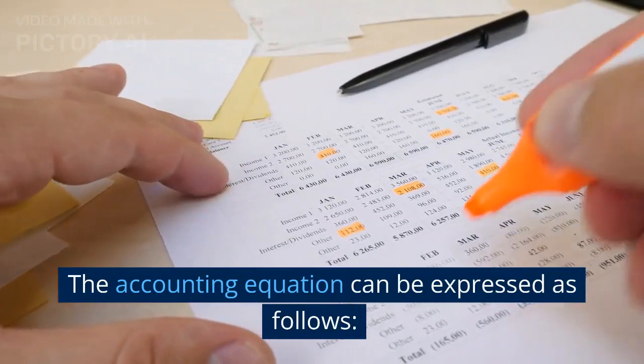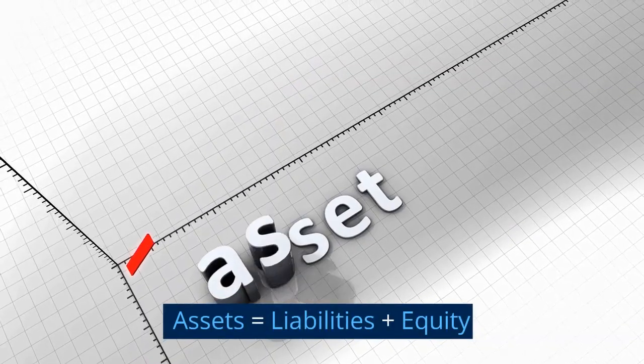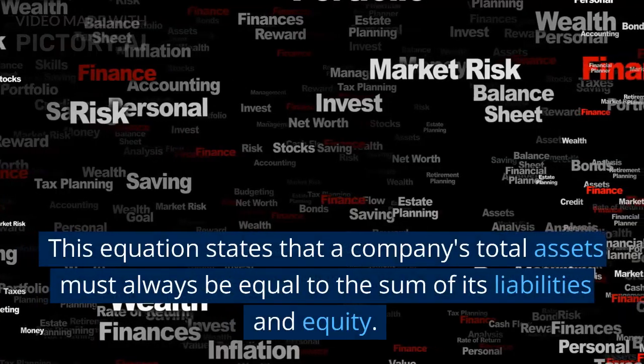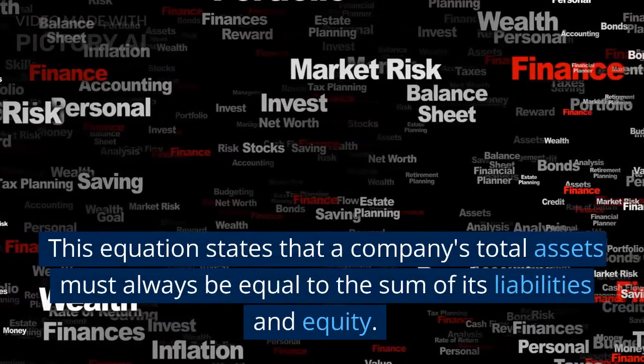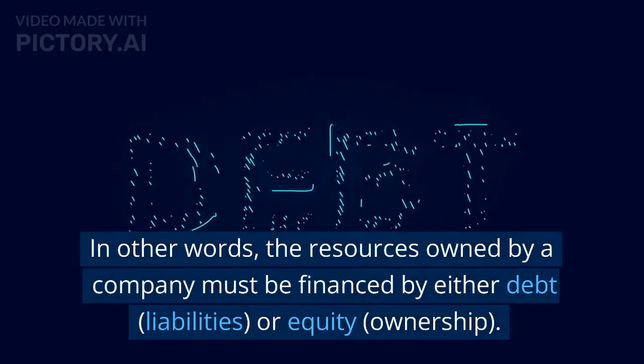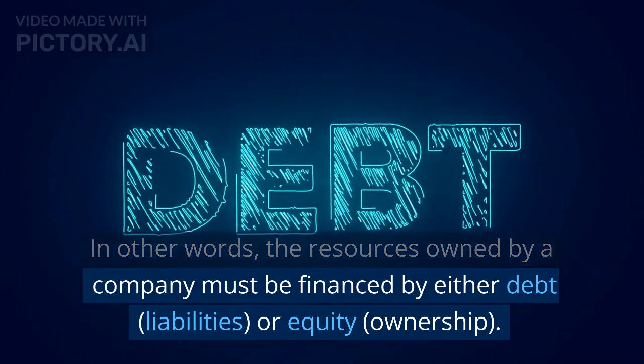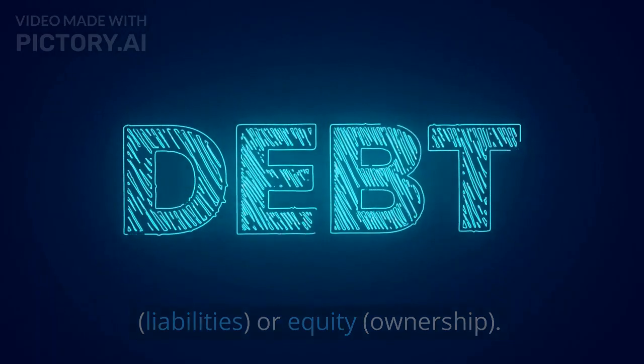The accounting equation can be expressed as follows. Assets equals liabilities plus equity. This equation states that a company's total assets must always be equal to the sum of its liabilities and equity. In other words, the resources owned by a company must be financed by either debt (liabilities) or equity (ownership).